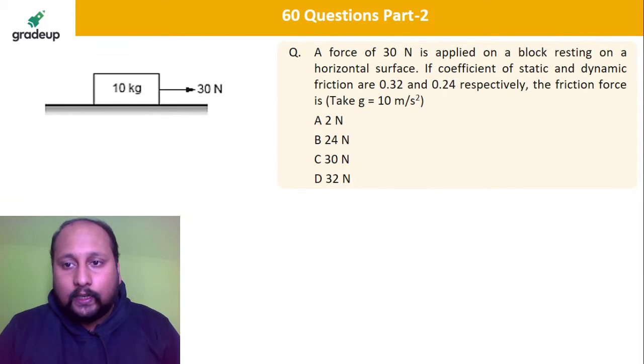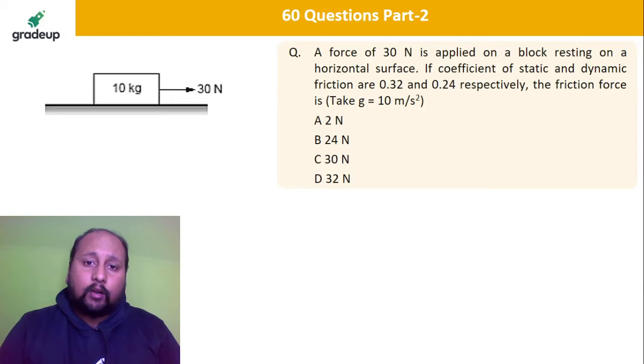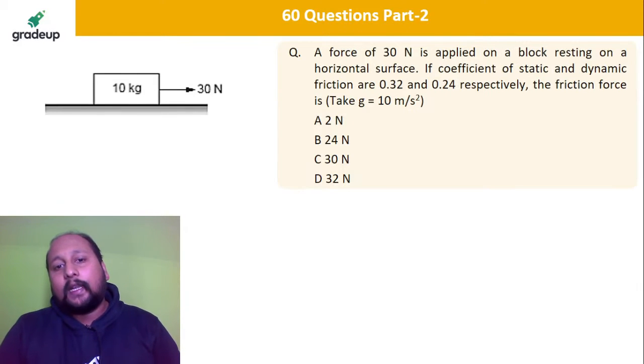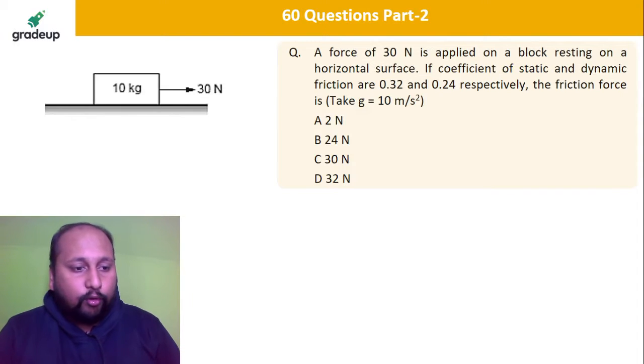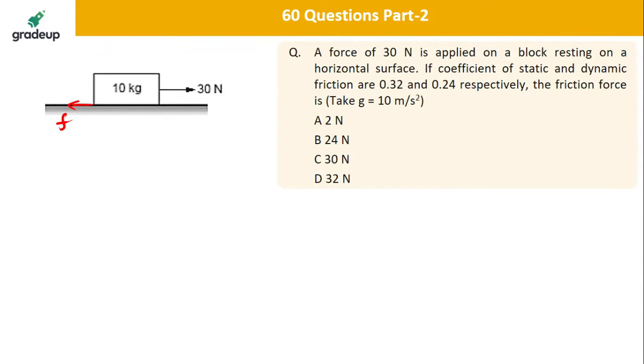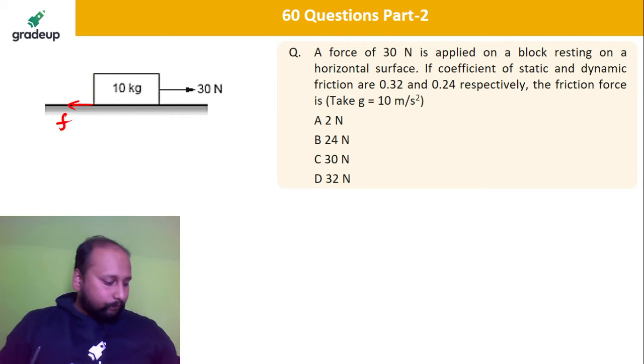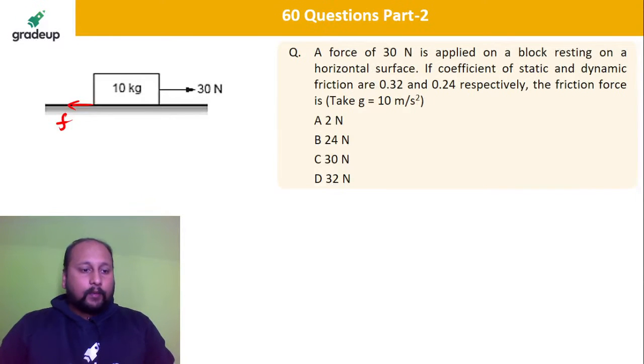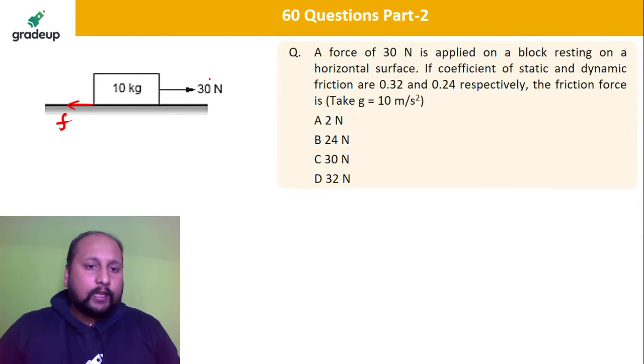A force of 30 Newton is applied on a block resting on a horizontal surface. If coefficient of static and dynamic frictions are 0.32 and 0.24, the friction force, you have to calculate what is the friction force. Quickly. What is the friction force? A, B, C, D. 30 Newton is being applied on this body.